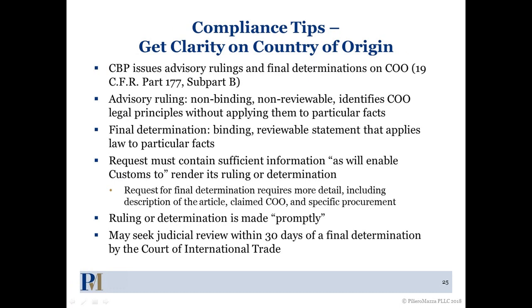So next, get clarity on the country of origin. If you're not sure what country would be determined to be the origin, whether you have a domestic end product, Customs and Border Protection issues advisory rulings, which are non-binding, and final determinations, which are binding, on the country of origin. So there are specific regulations that we've listed here that outline the procedures for getting such a ruling from Customs and Border Protection. If you don't agree with the final determination, then you can seek judicial review at the Court of International Trade.